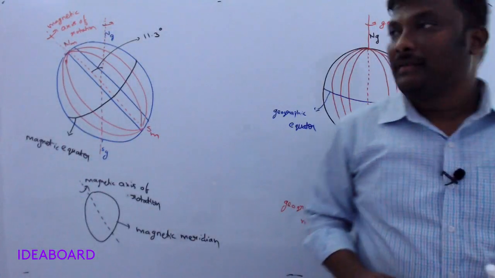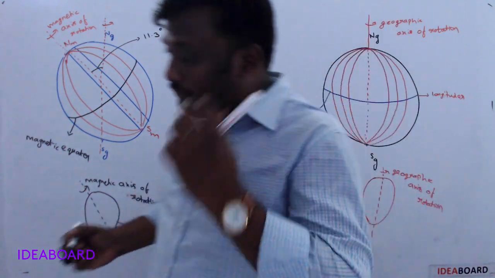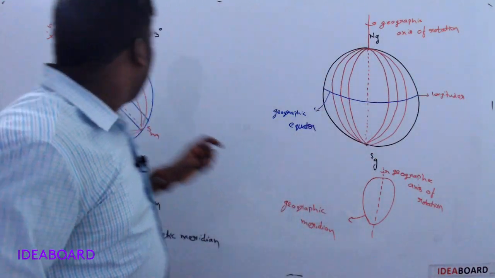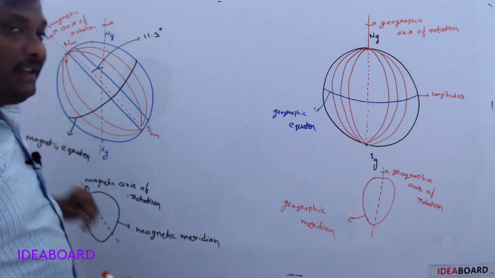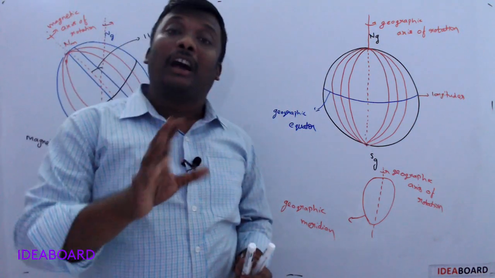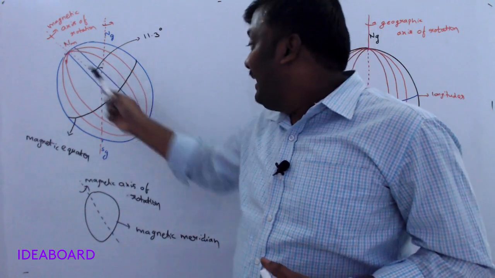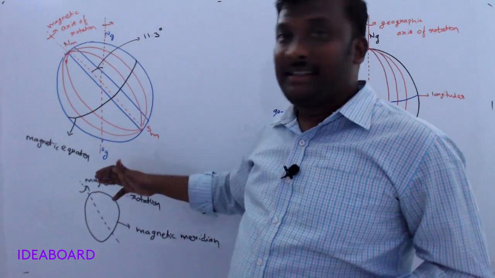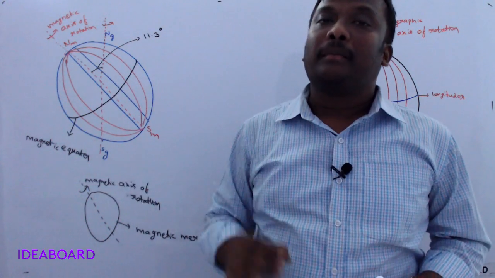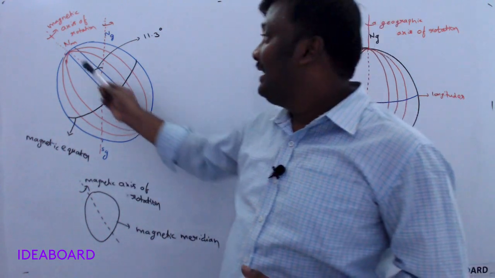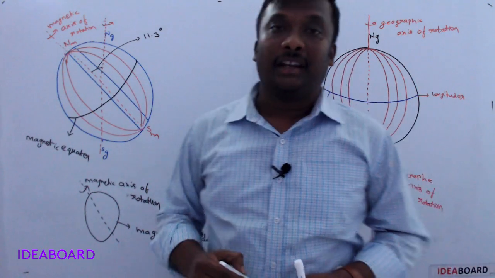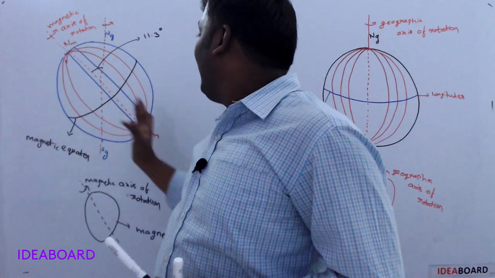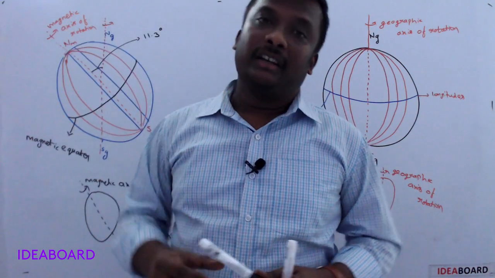Do you understand? So here, if you take a bar magnet and place it on the surface of the earth, then it always shows NM and SM. It does not show the NG and SG. A freely suspended bar magnet always shows the NM and SM directions. Is it clear? Now, where are these NM and SM located on the surface of the earth?